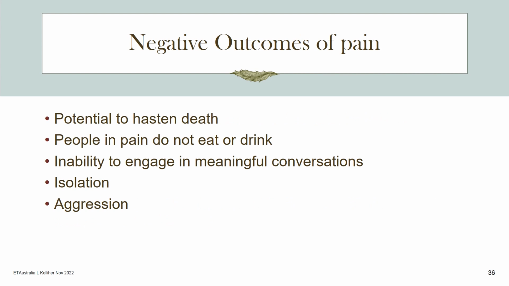Some negative outcomes of pain is that it has the potential to hasten death. People in pain do not eat or drink. Inability to engage in meaningful conversations, isolation, and aggression. So why would the outcome of pain have the potential to hasten death? Ask the class what they think. Some of the reasons could be that they give up on life, they stop eating, which is the second one.